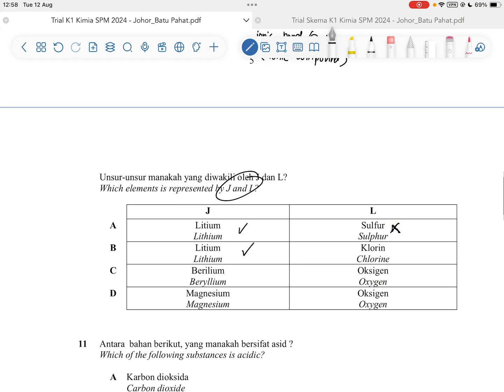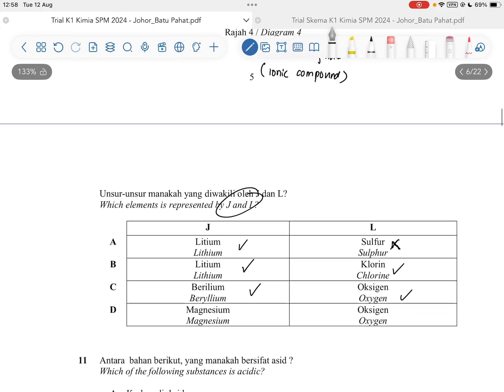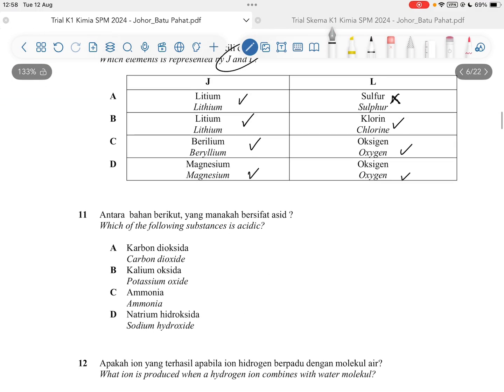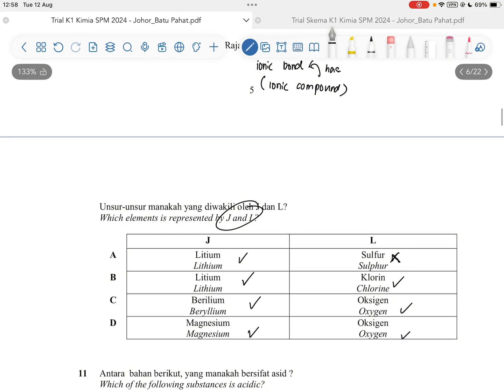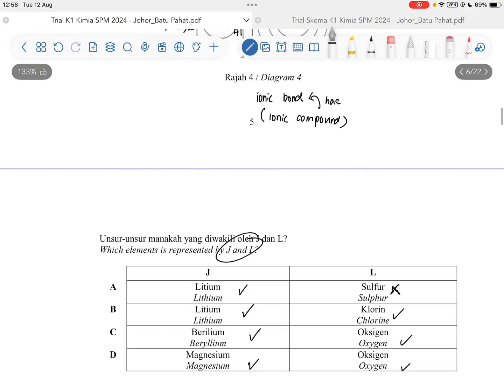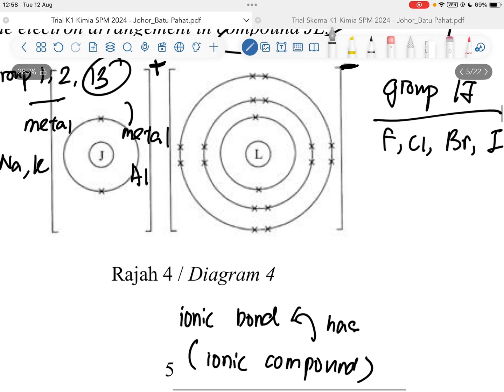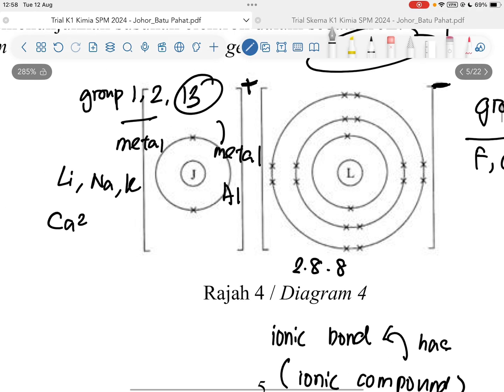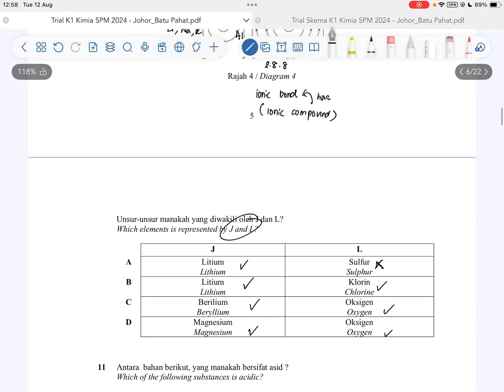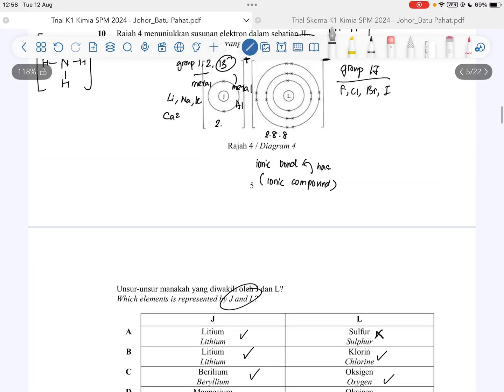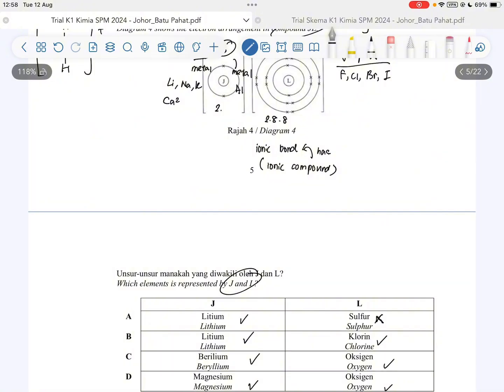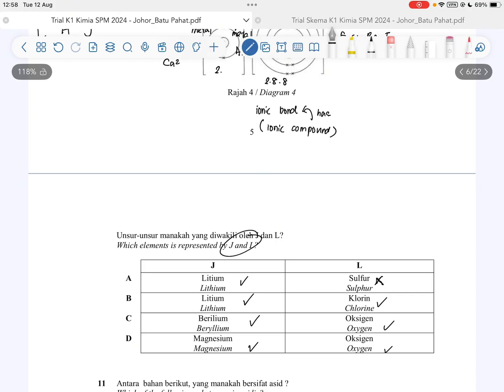B is lithium, chlorine. Okay, beryllium and oxygen. Magnesium and magnesium oxide. Okay. But you can see that the electron arrangement for L is 2. The first orbital has 2 electrons, the second has 8, and the third has 8. And this one also 2. So you can refer to the periodic table for which metal has only 2 electrons after it donates its electron. So the answer will definitely be B.